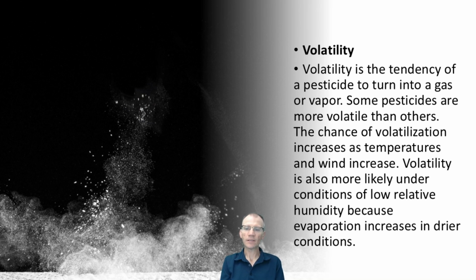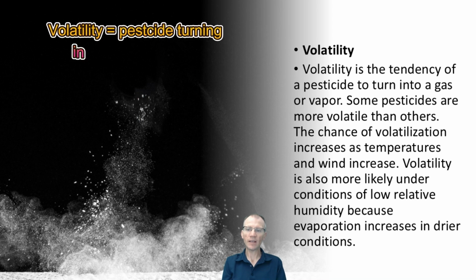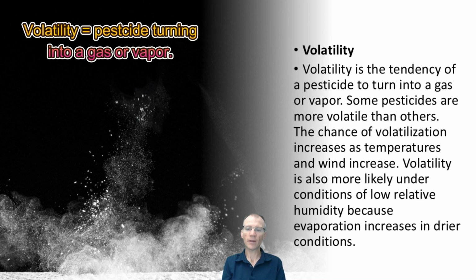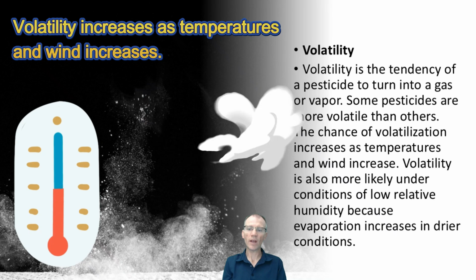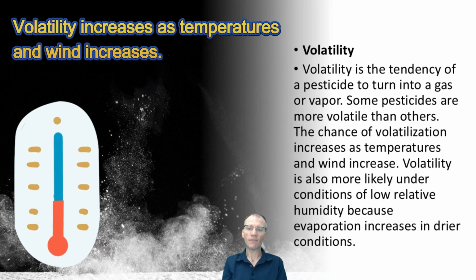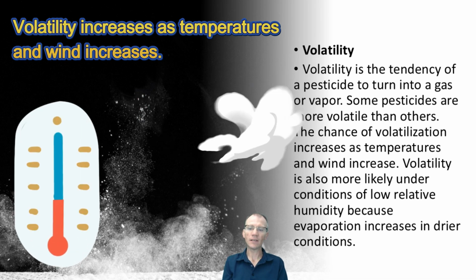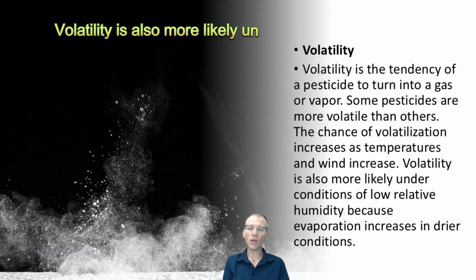You're definitely going to want to understand this about volatility when it comes to core pesticide exam questions: volatility is the tendency of a pesticide to turn into a gas or vapor. So basically the pesticide is just vaporizing up into the air. The chance of this is going to increase as temperatures and wind increase. So volatility is going to be higher as the temperature and the wind increase. I see that on a lot of core pesticide exams. Also, it's very important to note that volatility is going to be more likely under conditions of lower humidity.